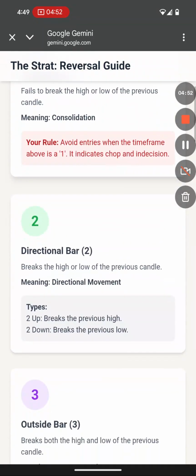So a continuation pattern is when we're looking at a two up, two up, two up, or a two down, two down, two down. We're not getting in on those because the play is already in motion. And if you want to get in on a motion play, you're going to get smacked. Simple as that. You play the reversals because you get more bang for your buck.